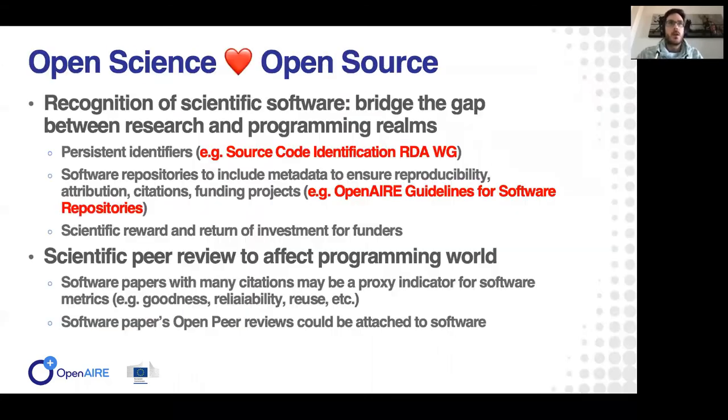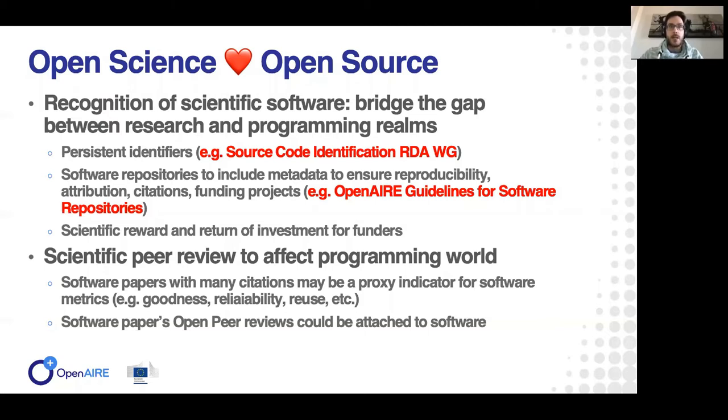In terms of practices, what we do is basically foster good behavior and try to trigger positive feedback in open science, because open science and open source go really well together. It would be possible to bridge the gap between the two realms by identifying source code with a persistent identifier, so that basically every piece of software is univocally identifiable and has some metadata attached to it, and so that you can also claim reward and merit for what you have been doing so far.